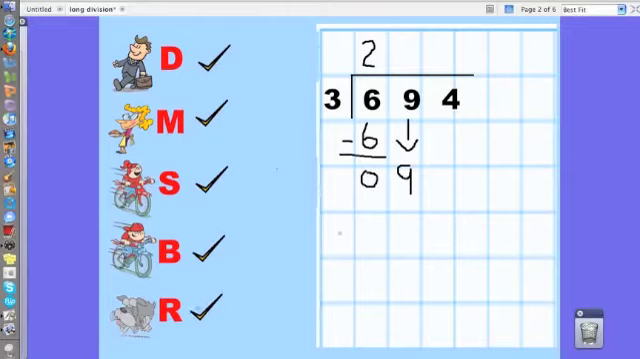We go back to dividing and ask ourselves, what is 9 divided by 3? Or, how many times does 3 fit into 9? Right, it fits in there 3 times.